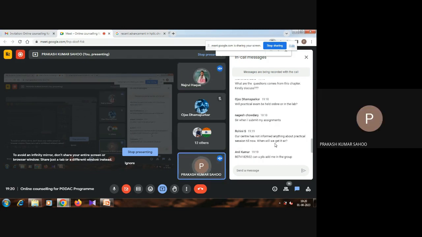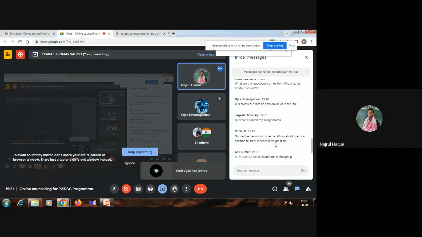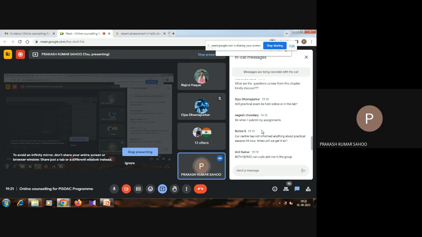Then we have another question, Nagesh. Sir, when can I submit my assignment? For submission of your assignment, you have to regularly check the IGNOU website. The notices are regularly put there related to submission of assignment, practical examination, theory examination, registration, everything is there. I think the assignment is submitted for your December session. After October, I think you are able to submit your assignment. So before that, you should check the website of the IGNOU.